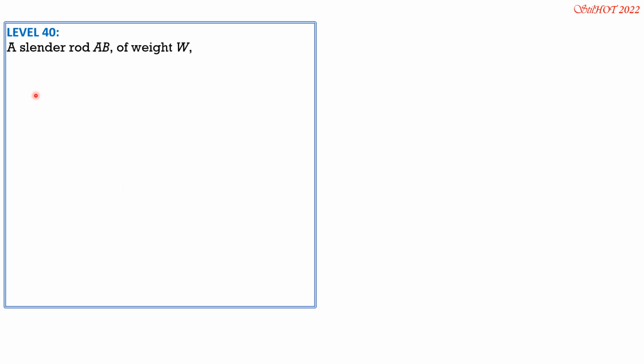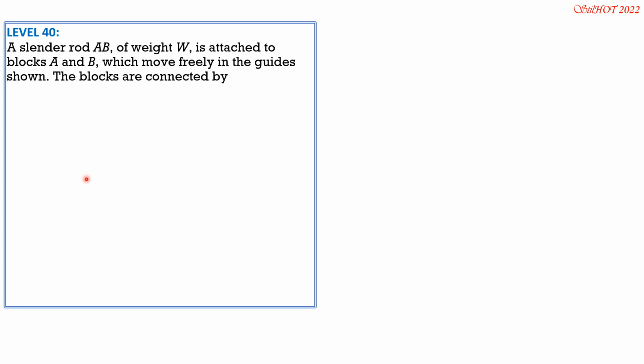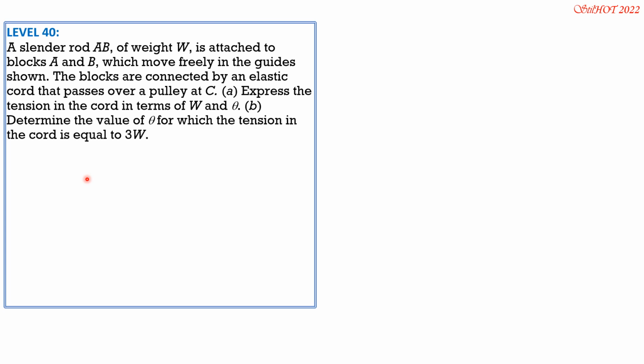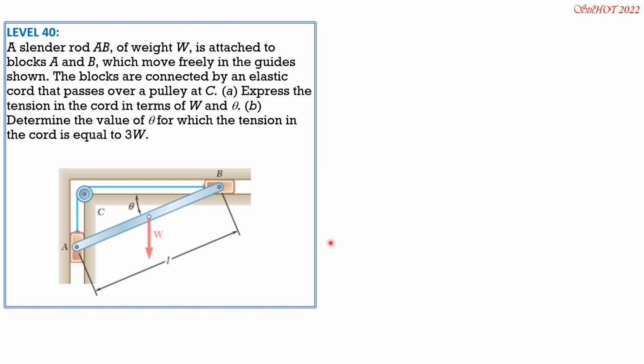A slender rod AB of weight W is attached to blocks A and B which move freely in the guides shown. The blocks are connected by an elastic cord that passes over a pulley at C. So part A, express the tension in the cord in terms of W and theta. And part B, determine the value of theta for which the tension in the cord is equal to 3W. So here is the given figure.